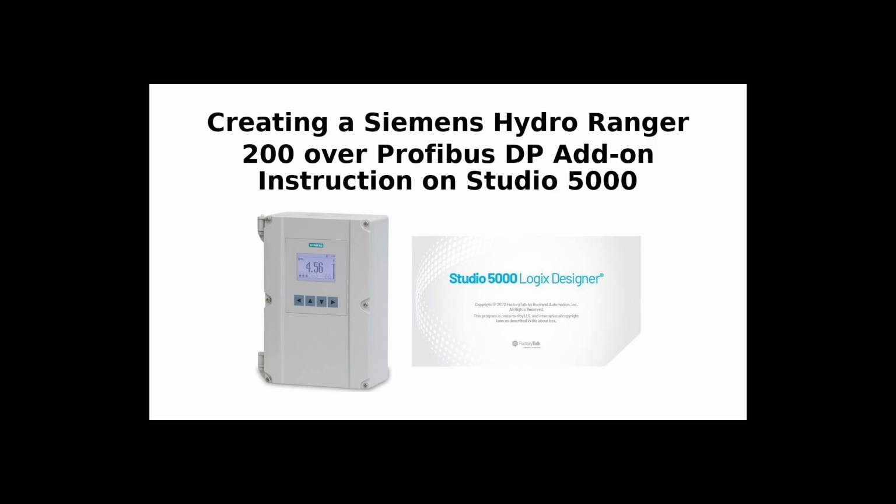This video will continue on from the configuration and setup of the PLX51PBM DP Gateway video, where we brought in the raw data of a Siemens Hydro Ranger 200 into Studio 5000.